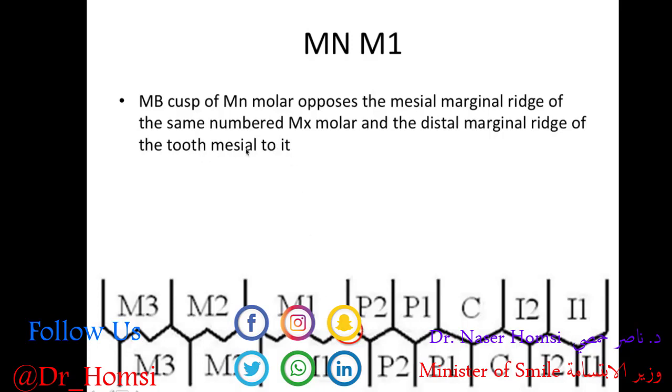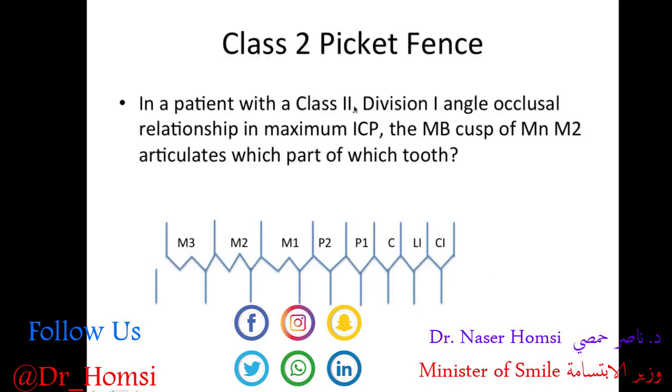So this is language that the boards loves to use. You'll see stuff like that on the boards all the time. They're not going to specifically say which tooth it is, so you have to be able to visualize in your head, okay, what's mesial to this, what's distal to that. Okay, so here's the class 2 picket fence. So we just remember move everything back a line. We start on the central incisor and just draw the lines down.